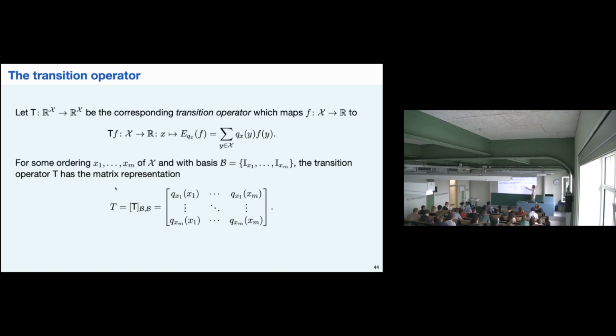And then with respect to this basis, my transition operator has a matrix representation. This is linear algebra, and this representation is pretty easy. On the first row, I just put the components of the transition probability mass function of the first state, and so on until I reach the last row. And here I just put all the components of the transition probability mass function of the mth state. So that's how I fill this matrix, and we will usually call this the transition matrix.